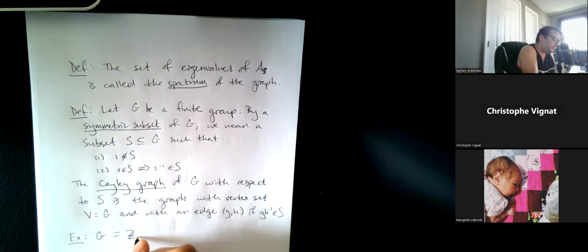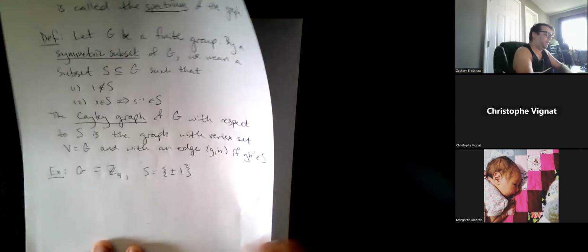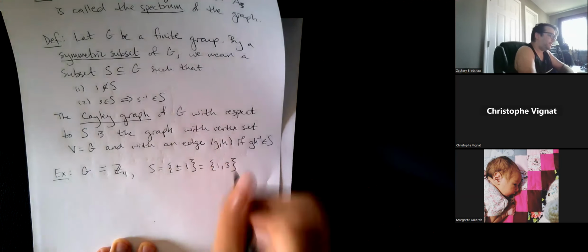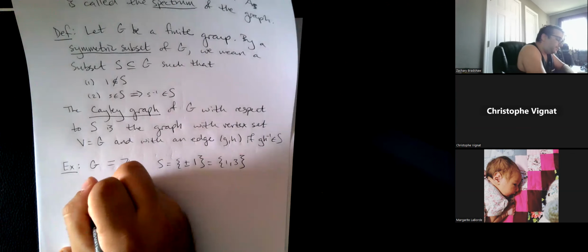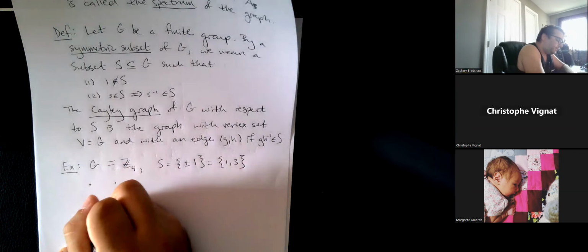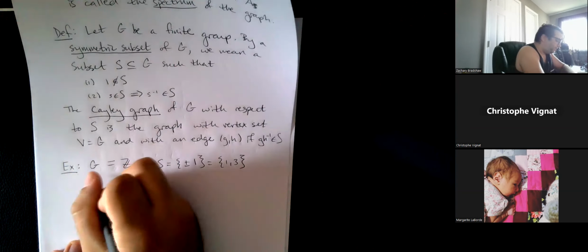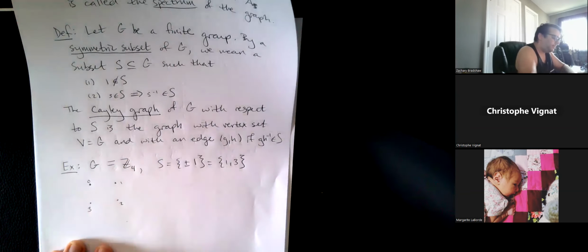Let's take G to be Z4 and S to be plus or minus 1 modulo 4, which is the same thing as 1 and 3 modulo 4. So what does this graph look like? What does the Cayley graph look like? Well, let's label our vertices 0, 1, 2, and 3, modulo 4.